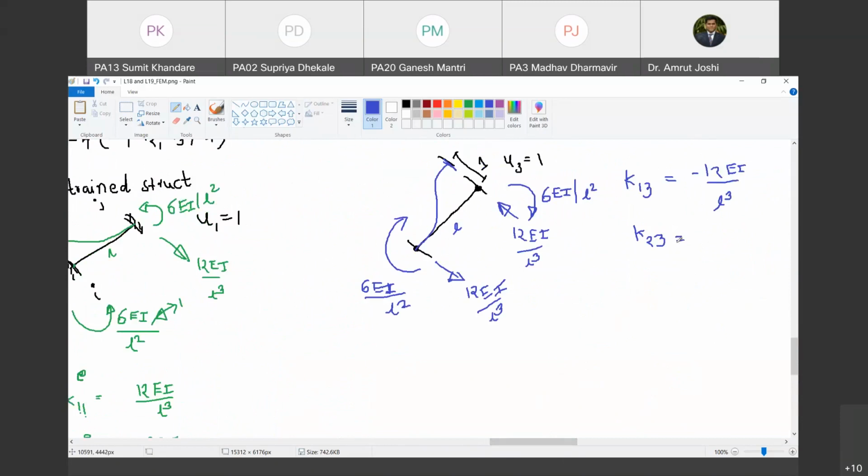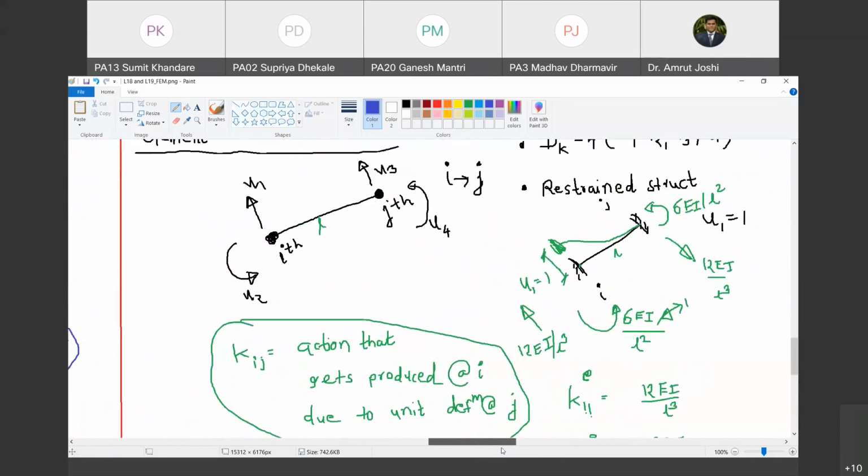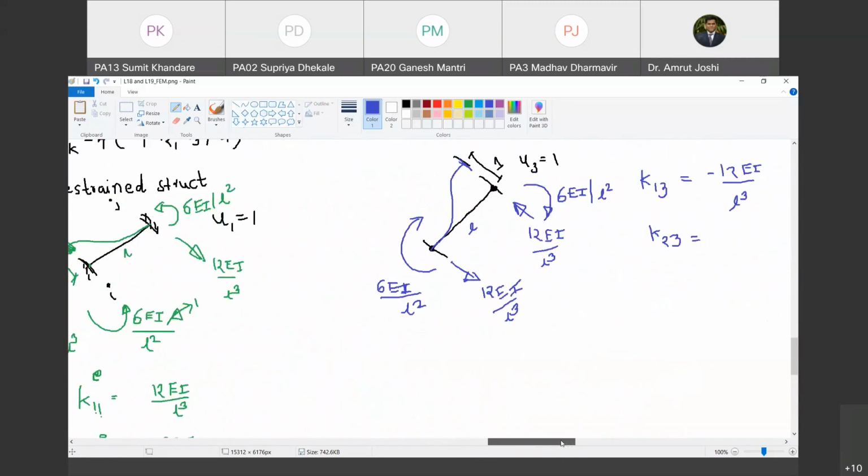Yes, sir. But let us work it out from first principles. What is K23? It is action that gets produced at 2. What is 2? 2 is rotation. What is the action? Moment. So I am looking at the moment produced at this end. Are you with me? And what is that moment? That moment is clockwise 6 EI upon L square. Clockwise moment negative. So minus 6 EI upon L square. Are you with me? Yes, sir.